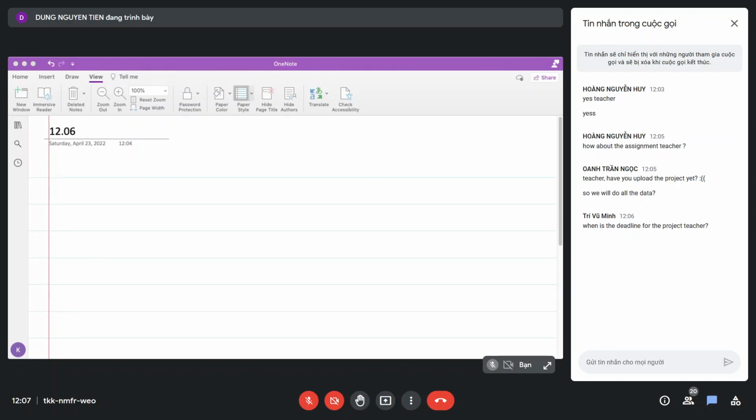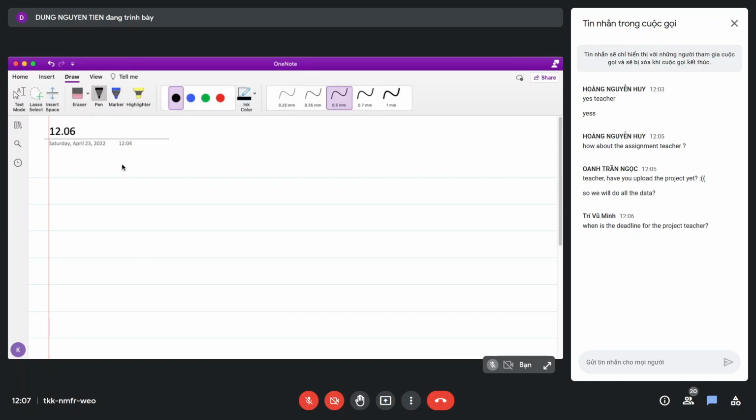Okay, last time I think I already talked about the ANOVA. Today I will talk about the linear regression model, all right? So today we talk about the regression model.